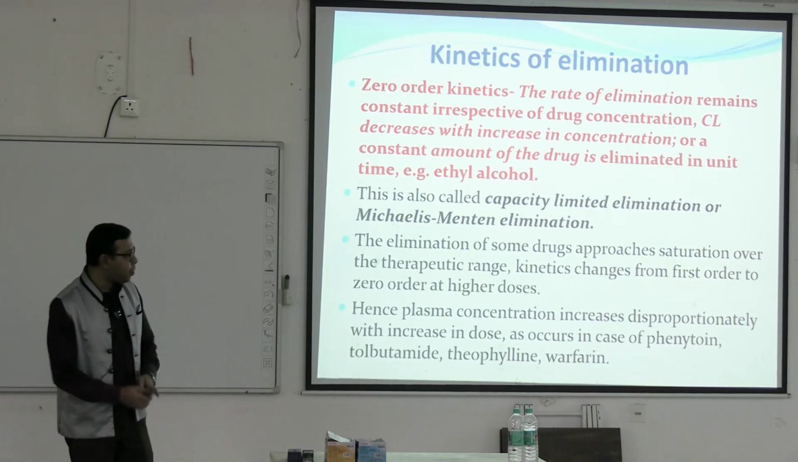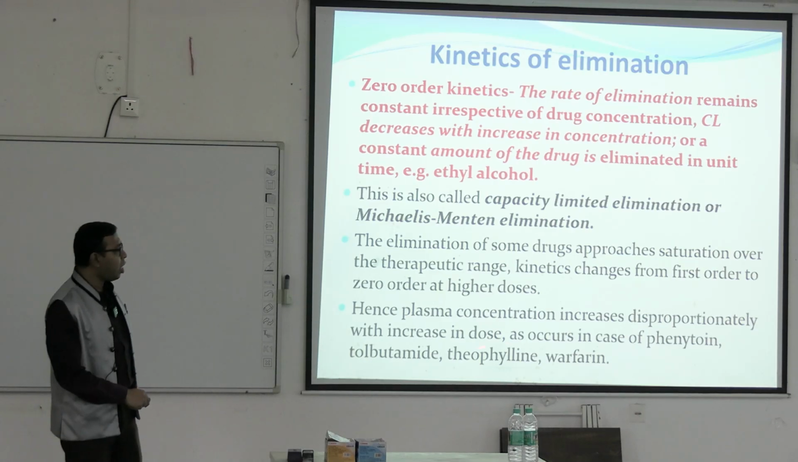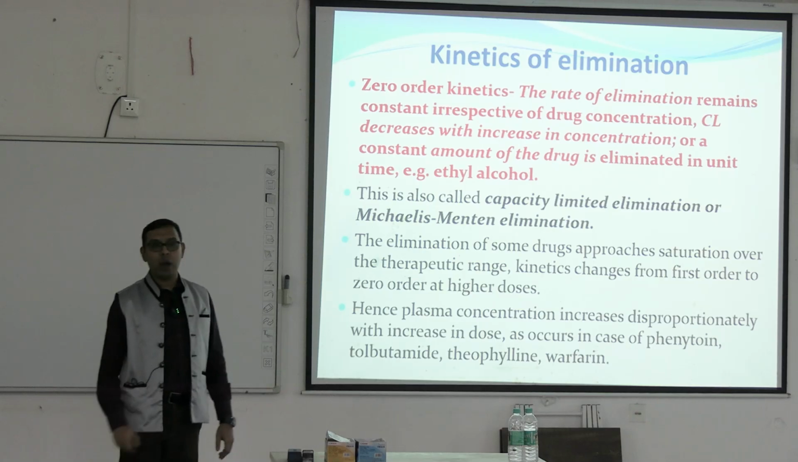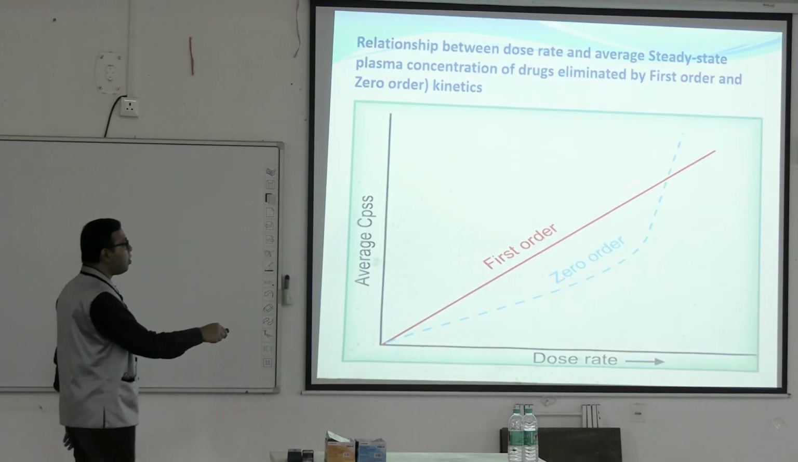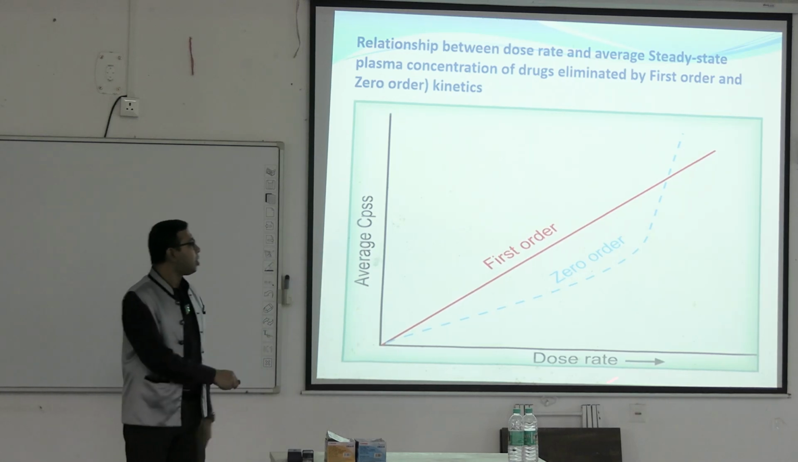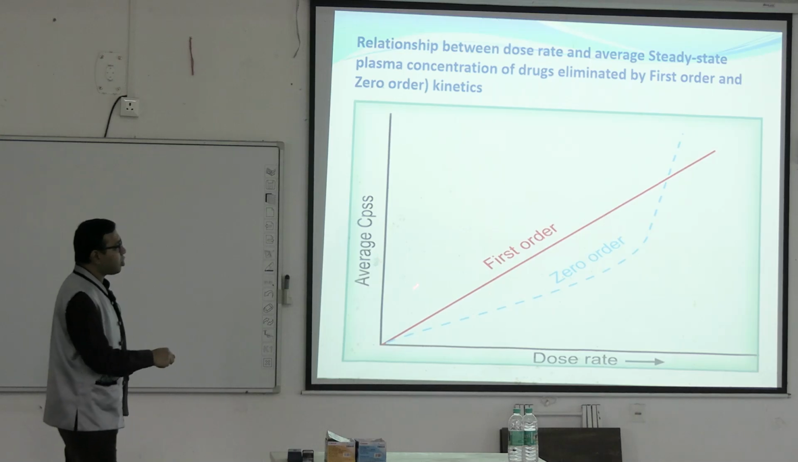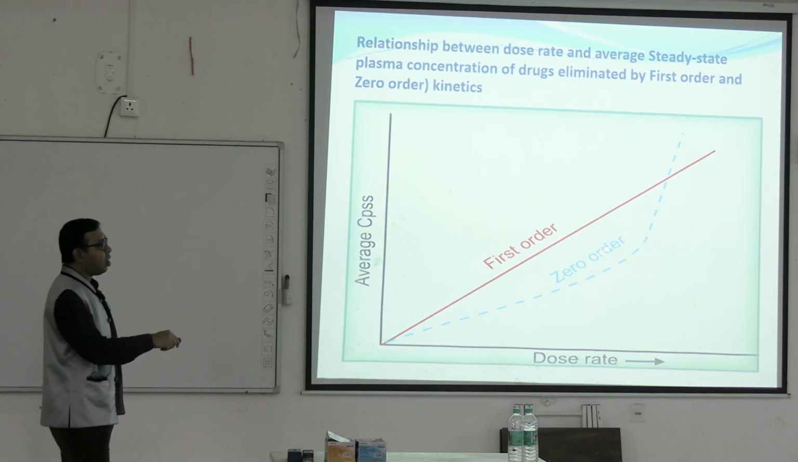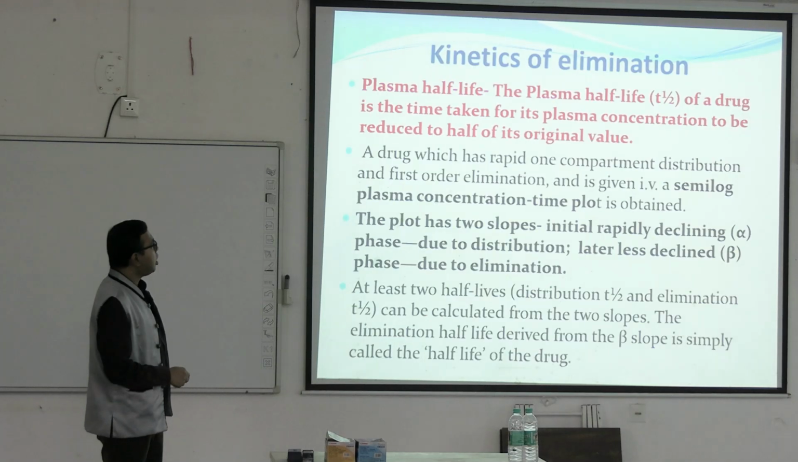Phenytoin is an anti-epileptic drug. Tolbutamide, which is not used nowadays, is an anti-diabetic drug. Theophylline is an anti-asthmatic drug, and Warfarin is an anticoagulant. So these drugs behave like this. You can see from the graph, this is first order kinetics. This is the relationship: this is the dose rate, this is the average steady state concentration, and zero order kinetics looks like this when we are plotting.